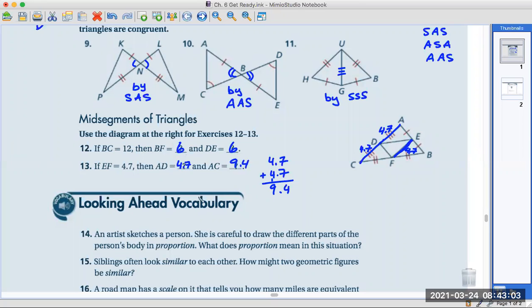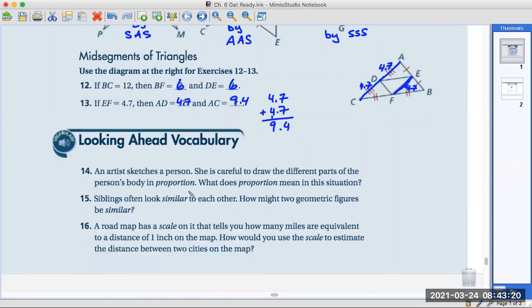Okay, so those were the midsegments and the relationship. With these, they are parallel. This side is parallel to this midsegment, and it's twice as much as the midsegment. And there's 3 midsegments, so you have to see which ones they're talking about. Looking ahead at vocabulary, this chapter 6 is on similarity.